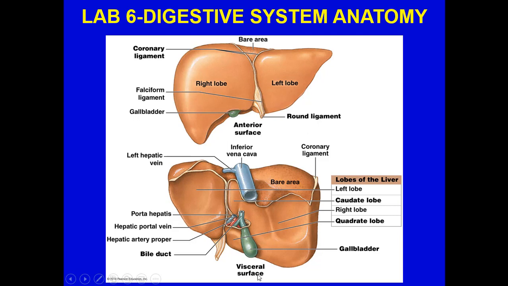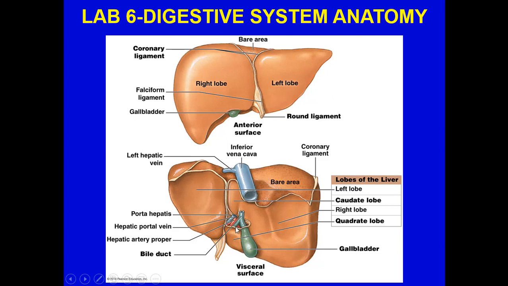And if you go to the visceral surface, not the anterior surface, but underneath, you can see the location of the gallbladder, the proper portal vein, the portal artery, the porta hepaticus, and some of the bile duct here. You can see the bare area here and a coronary ligament that kind of cuts through this. You have the left lobe, the caudate lobe here, the right lobe, and then the quadrate lobe here.